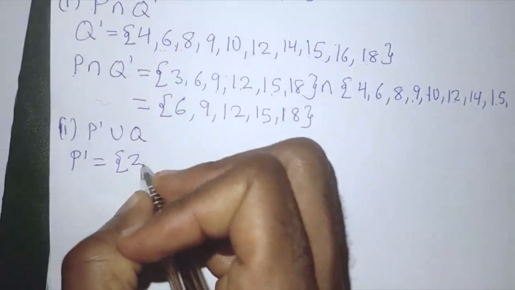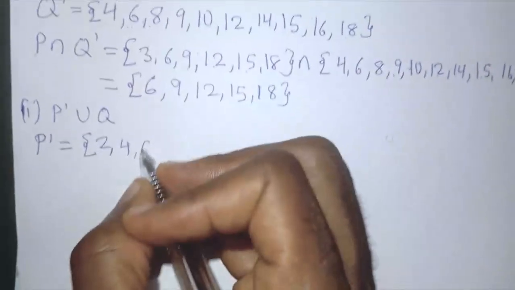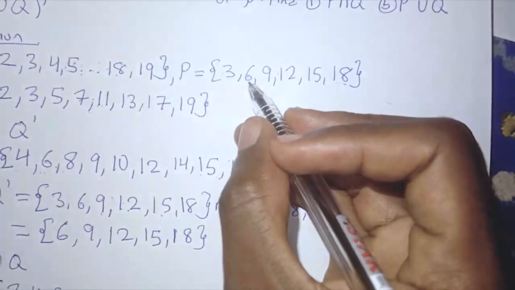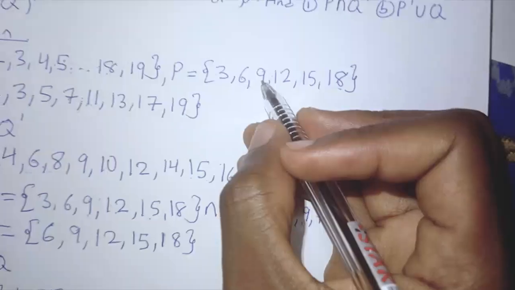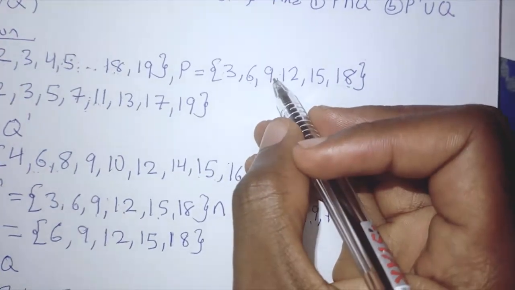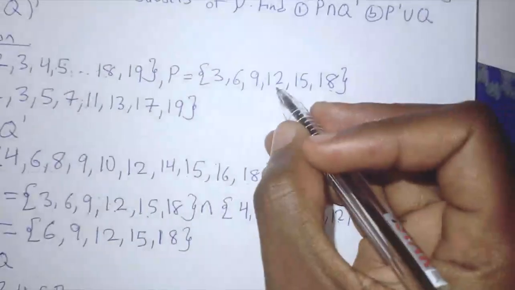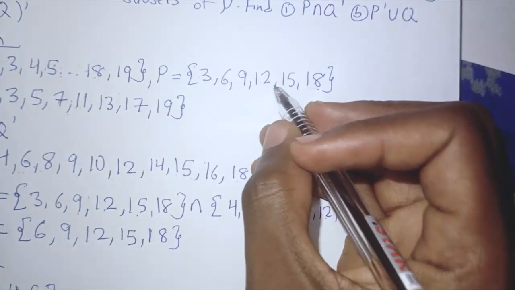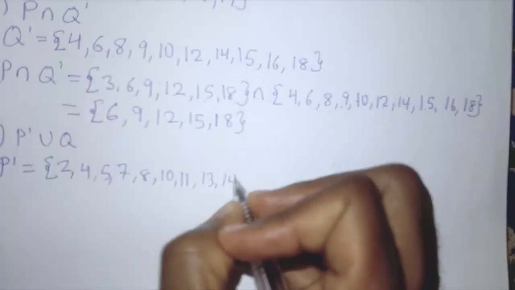So you have 2. This one has 3, so you don't include 3. It doesn't have 4, you include 4. It doesn't have 5, you include 5. It has 6, so you don't include 6. It doesn't have 7, 8, include 7, 8. It has 9, so you don't include 9. It doesn't have 10, include 10. It doesn't have 11, you include 11. It has 12, so you don't include 12. 13, 14, it doesn't have, so you have 13, 14.